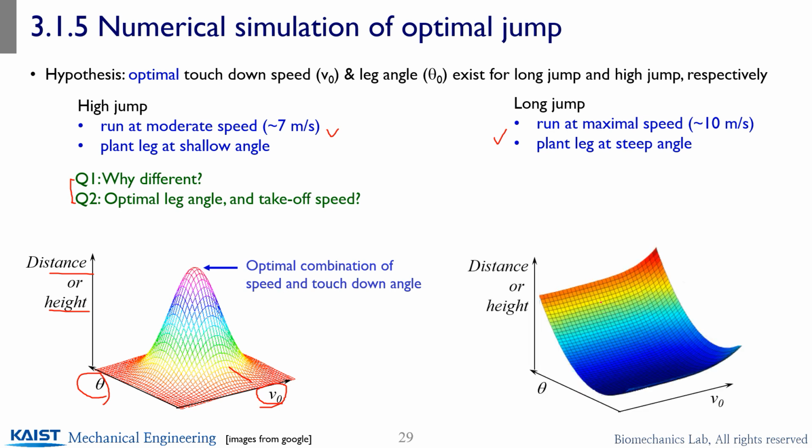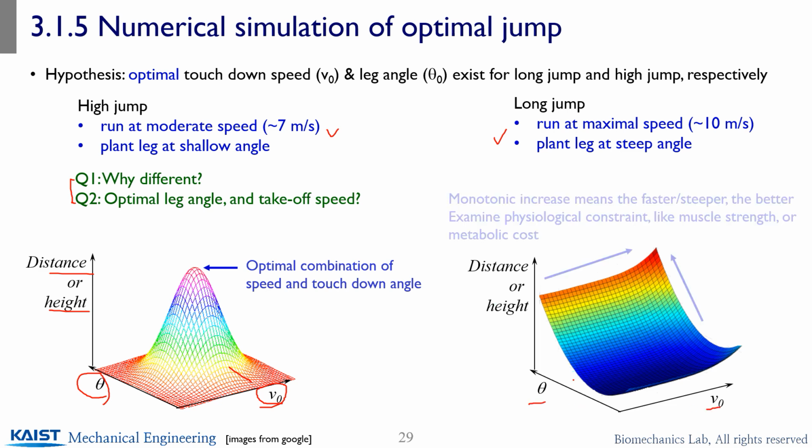Or we may have some monotonic increase or decrease of the performance as a function of the input variables theta and v naught. What that means is maybe you do better running faster to get further, or you have a steeper angle to get higher jumps. So whatever we have, we will be able to interpret our simulation results in terms of physics and actual human data.